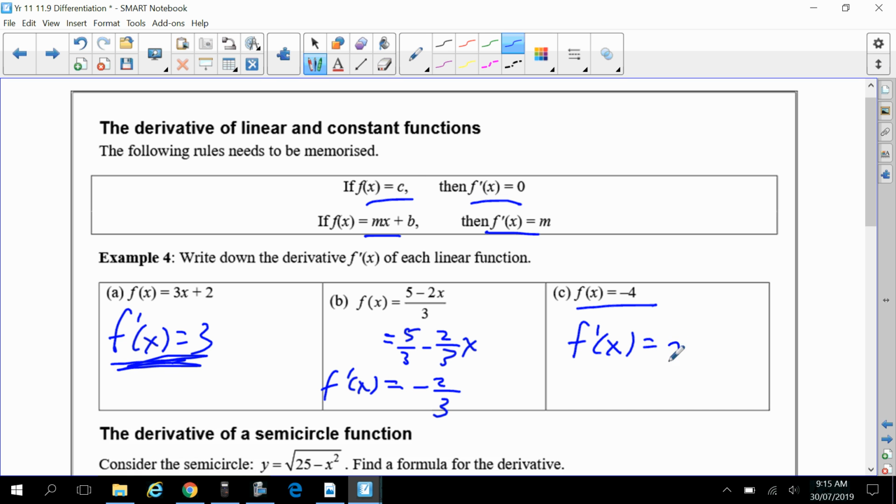Yeah, what's the answer? 0. Yes, look, constant is 0. Thank you. Be very careful.